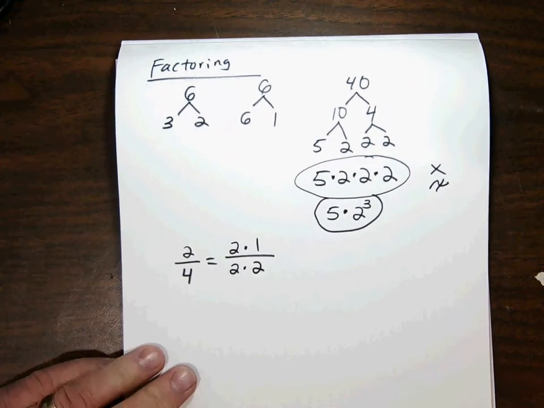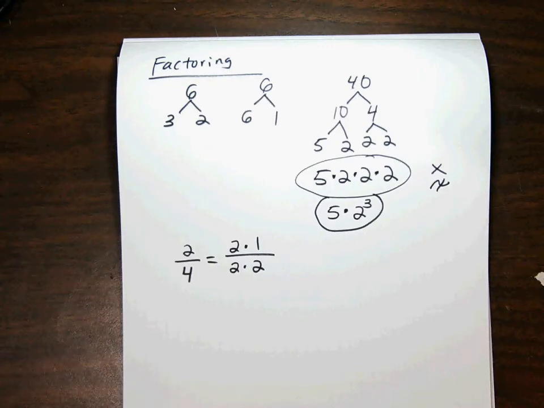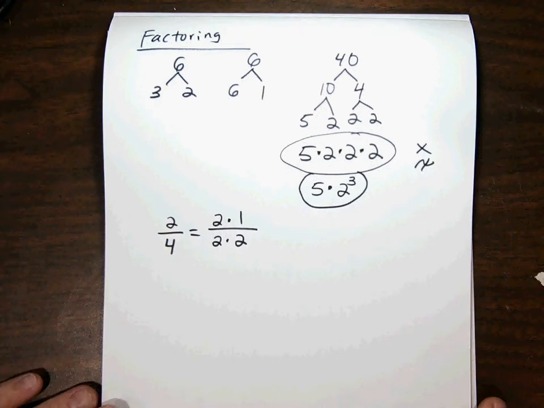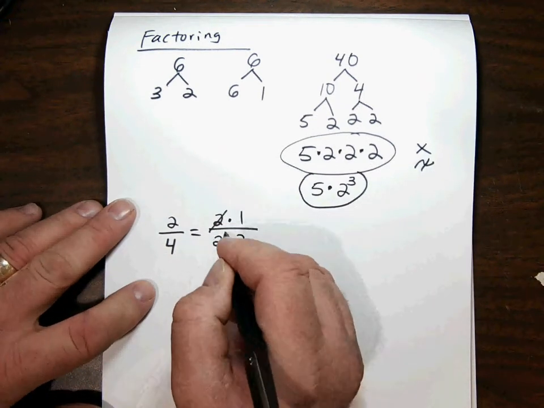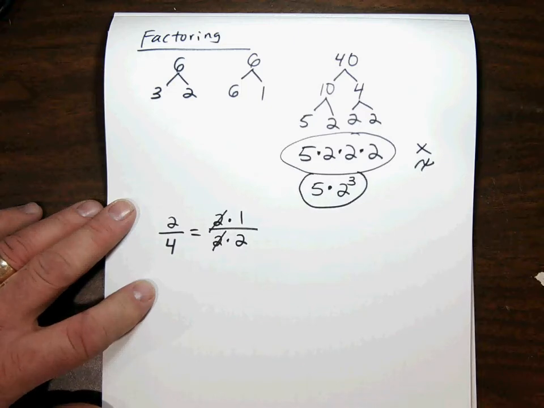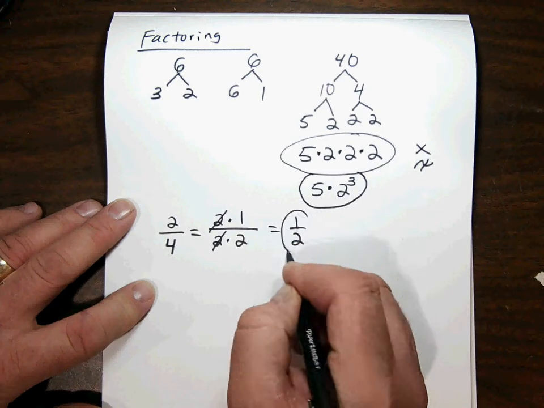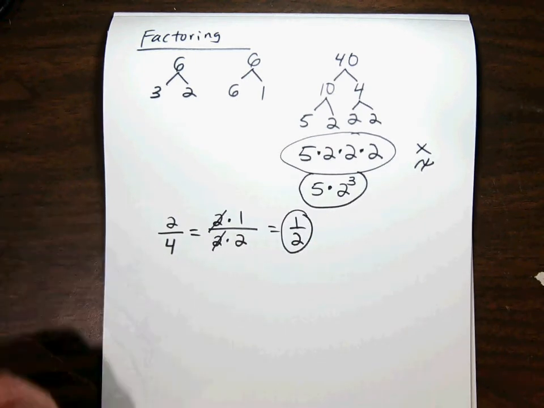Okay? Now, once I have it in this form, if I have any common factors, in other words, the top and bottom of my fraction have matches, I can just cancel those matches right out of there. And what's left? 1 over 2, 1/2. Hey, we got it, we're done. So 2/4 reduced into 1/2.